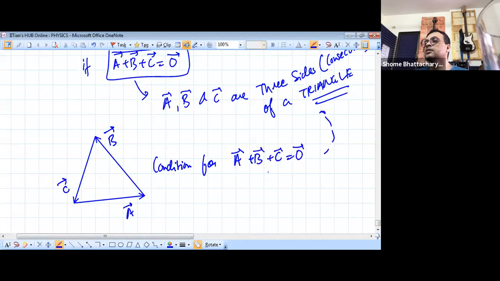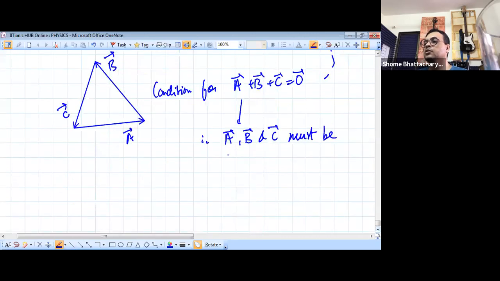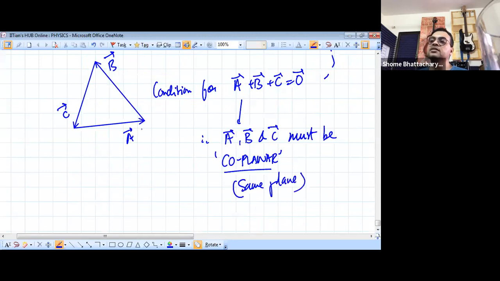So condition A. Now triangle is what kind of figure? It is a planar figure. So therefore, A, B and C must be, okay, in the same plane, or what we call coplanar. Must be coplanar, that is in the same plane, because a triangle is a coplanar figure. Coplanar means lying in the same two-dimensional plane. So three vectors are coplanar when they lie in the same plane.